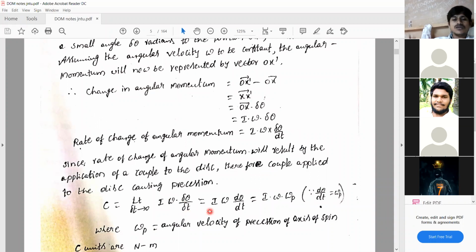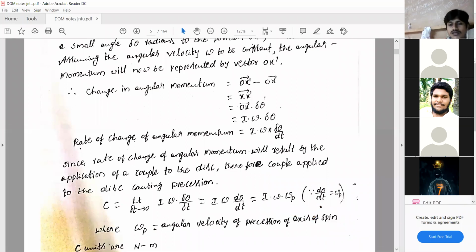So that equals I omega into, now when we are applying the limitations, those two are converted. That is, del theta by delta t converted into d theta by dt. So that equals I omega d theta by dt, already written, that is the omega suffix p. d theta by dt equals omega suffix p. This term was already mentioned in the earlier derivation, that is the precessional angular motion.